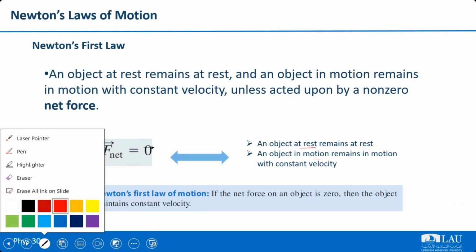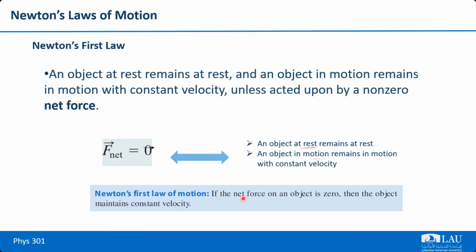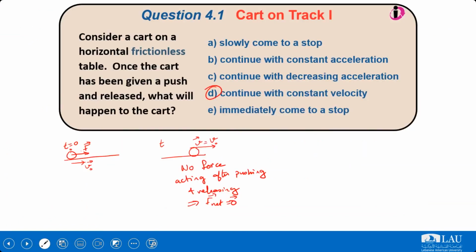We can define it as such. If the net force on an object is 0, then the object will keep constant velocity. If this velocity is 0, the object is at rest, then the object will maintain a 0 velocity and will remain at rest as well. This is Newton's first law.